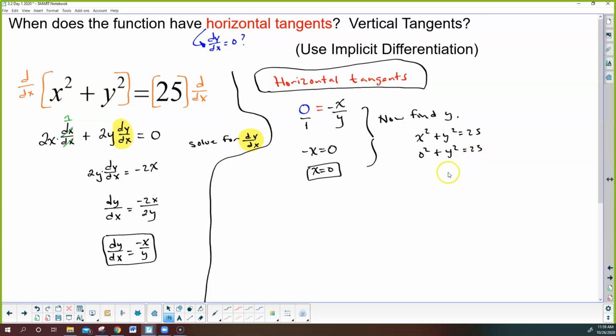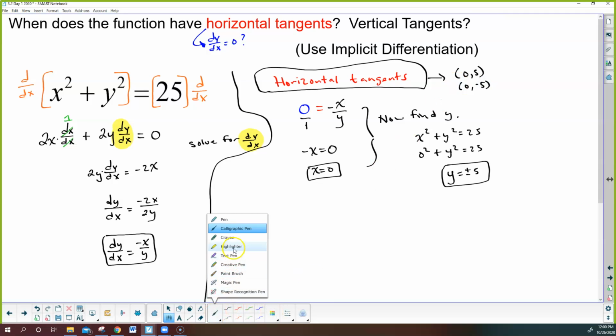We end up with y squared equals 25. Well, what if I take the square root of both sides? I get 2 answers. I get a positive 5 and a negative 5. So there's where my horizontal tangents occur, at those 2 points. And if you know anything about this graph, it will hopefully make sense.